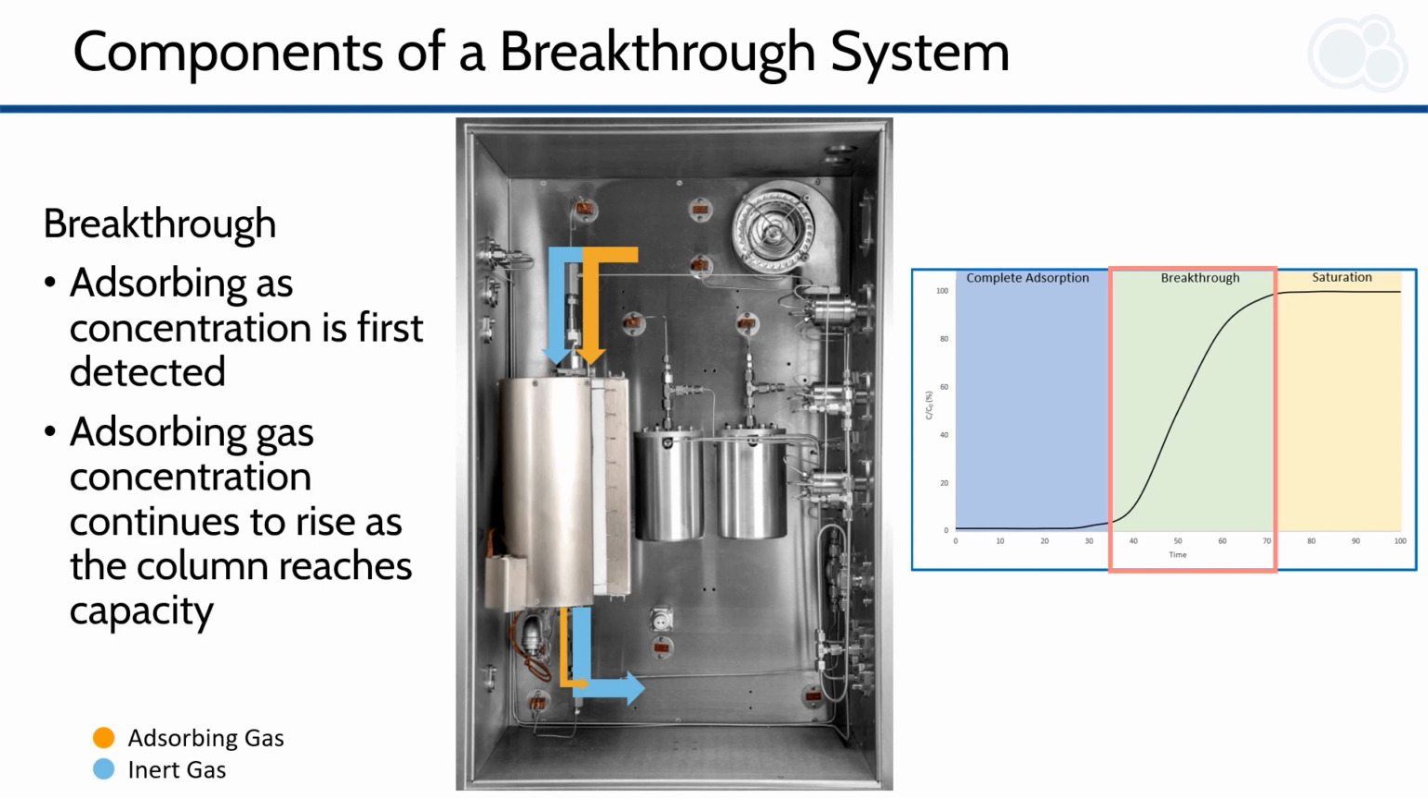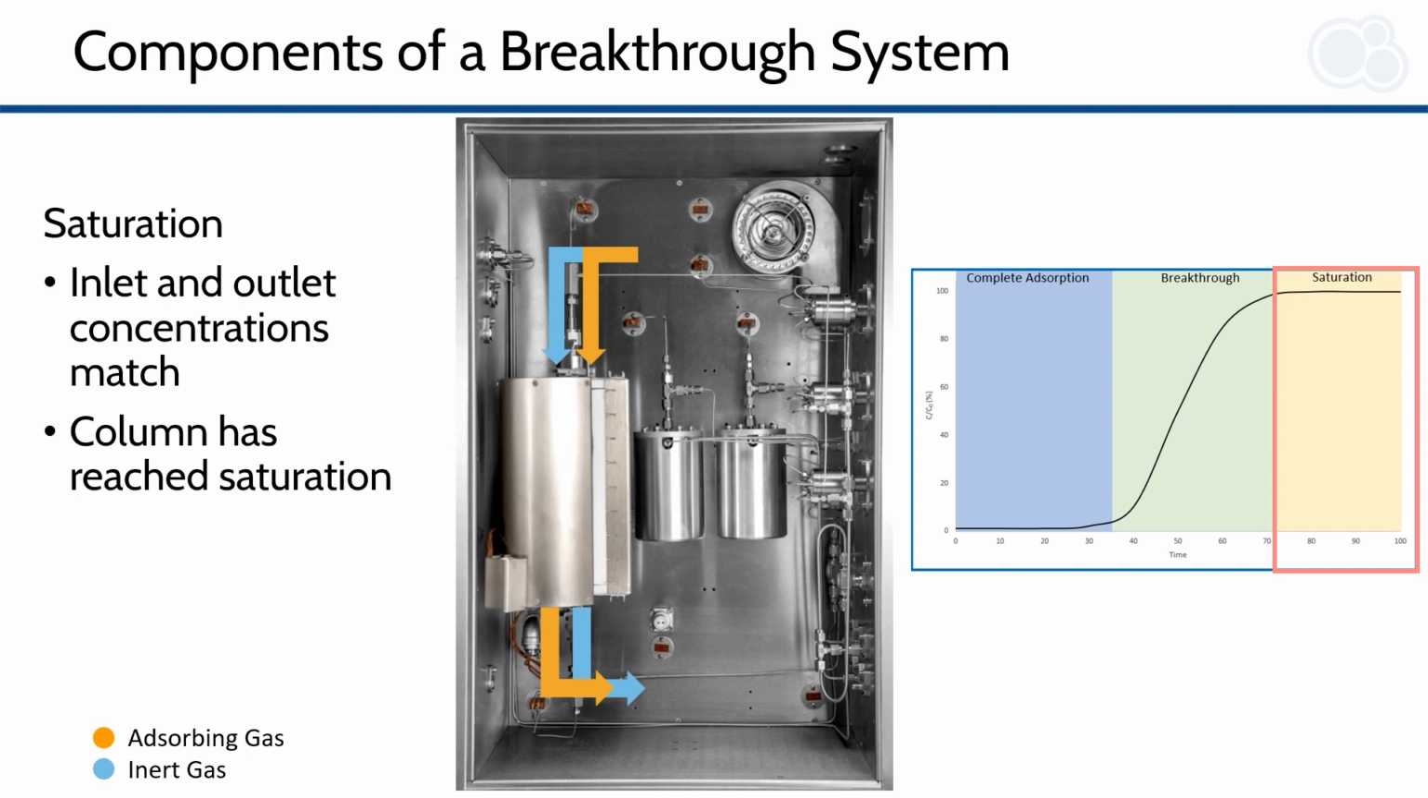During breakthrough, you're still flowing those same gases in at the same concentrations and the same flow rates. Coming out, you're getting the same flow rate of that inert gas, and the amount of adsorbing gas that's breaking through the column and exiting to your detector is slowly increasing over time. When saturation is reached, you have the same flow rate going in, and now it matches the same flow rate of gases leaving the column for both the adsorbing gas and the inert gas.